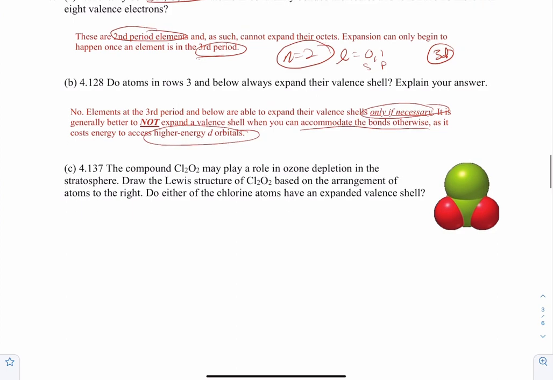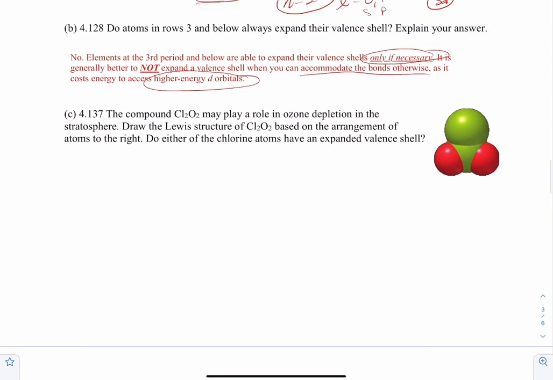All right, letter C says the compound Cl2O2 may play a role in the ozone depletion of the stratosphere. Draw the Lewis structure of Cl2O2 based on the arrangement of the atoms to the right. Do either of the chlorines have an expanded valence shell? Okay, so we know that chlorine, hopefully you can see on the periodic table, is in the 3rd period. So it can expand its octet potentially, and they just want to know if it does in this structure.